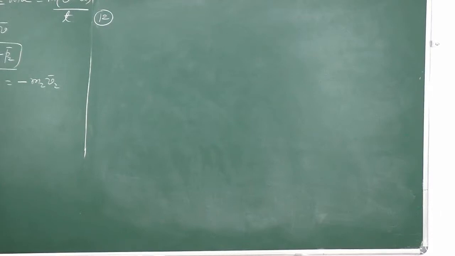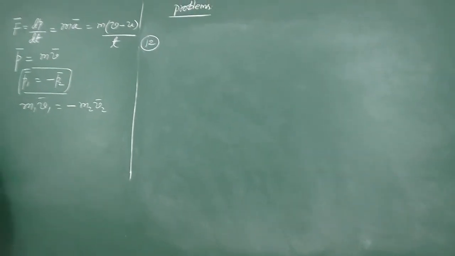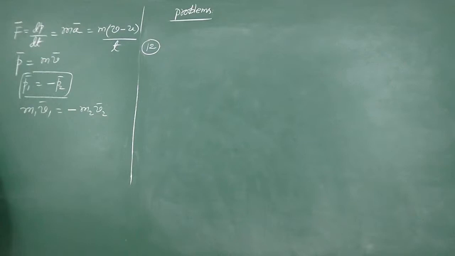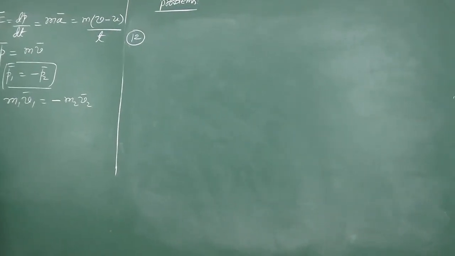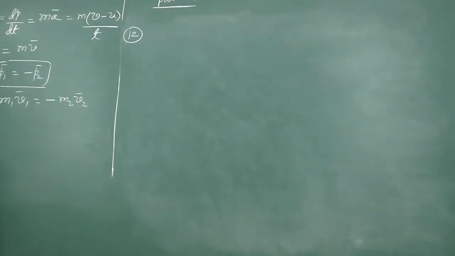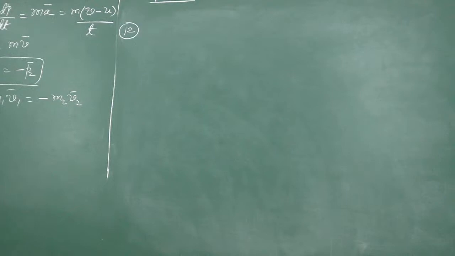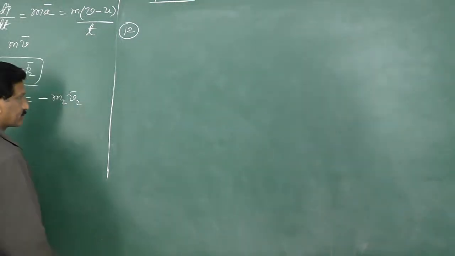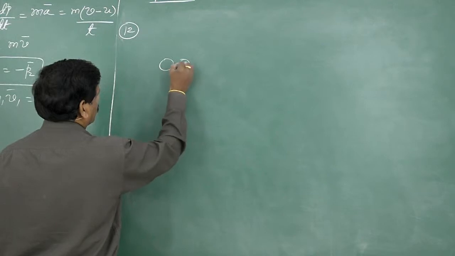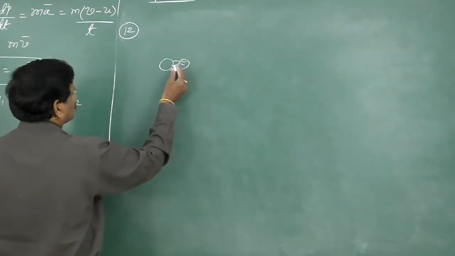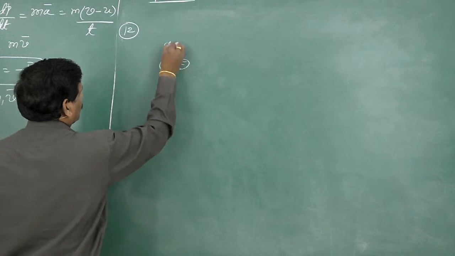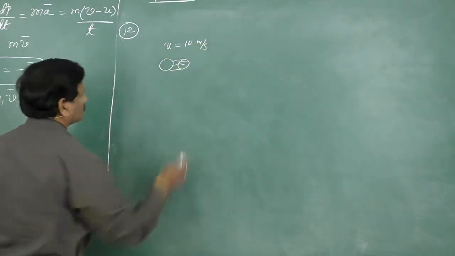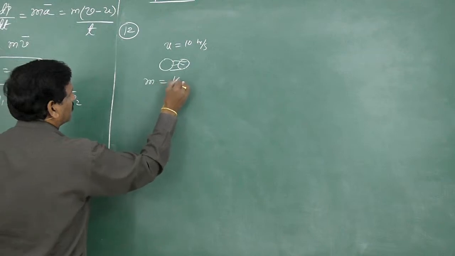A motor cycle of mass 100 kg is running at 10 meter per second. If its engine develops an extra linear momentum of 2000 Newton second, calculate the new velocity of the motor cycle. So this is a motor cycle. It is running with a velocity of 10 meter per second, and its mass is 100 kg.